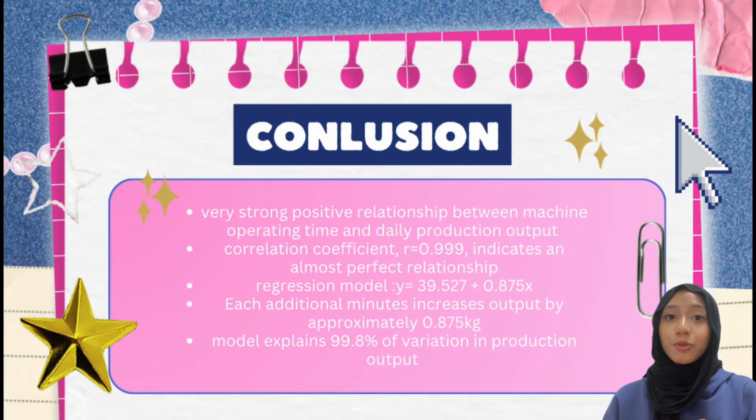Last but not least, let's move on to the conclusion. First, a strong positive relationship. The analysis shows that as operating time increases, production output also increases significantly, indicating a direct and strong relationship between these two variables.